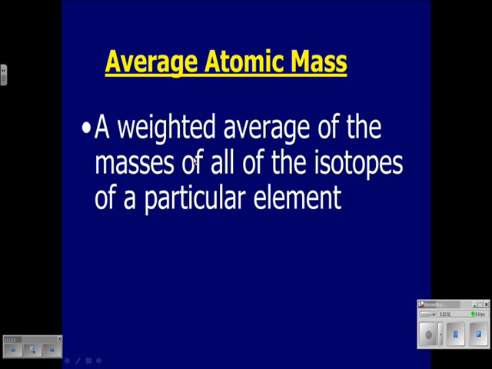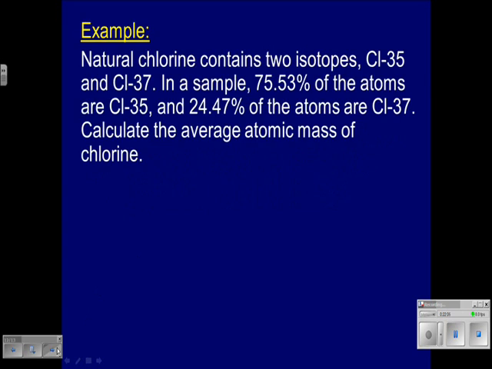Okay, so let's do some calculations here. How do we calculate the average atomic mass? Natural chlorine contains two isotopes, chlorine-35, mass of 35, and chlorine-37. There are no 36s for chlorine. 75.53% of the atoms are chlorine-35, and 24.47% of the atoms are chlorine-37. Calculate the average atomic mass of chlorine.